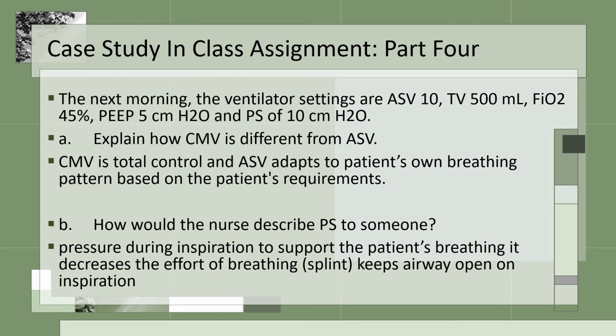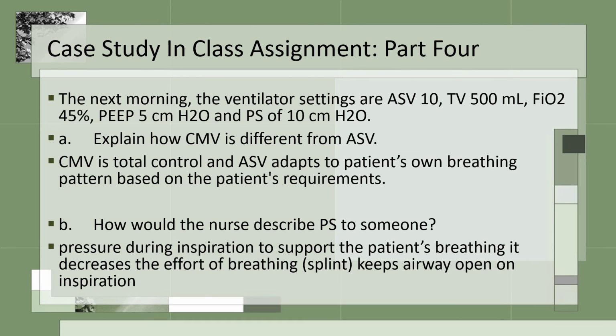The next morning, the ventilator settings are ASV of 10, tidal volume of 500, FiO2 of 45, PEEP of 5 centimeters of water, and pressure support of 10 centimeters of water. How is CMV different than ASV?